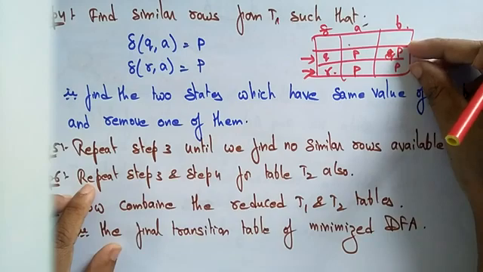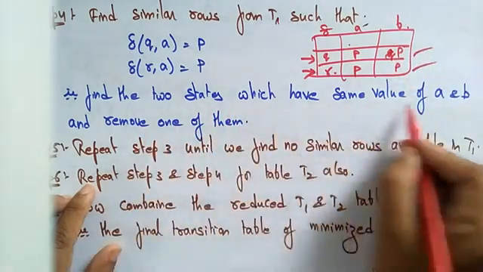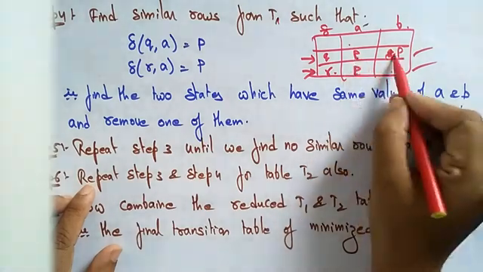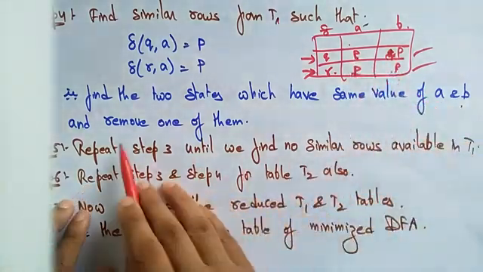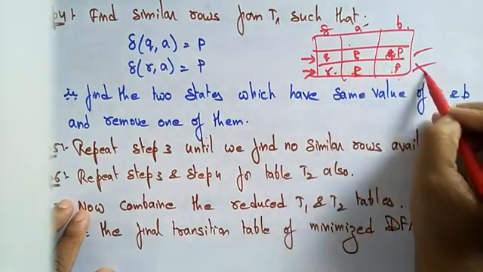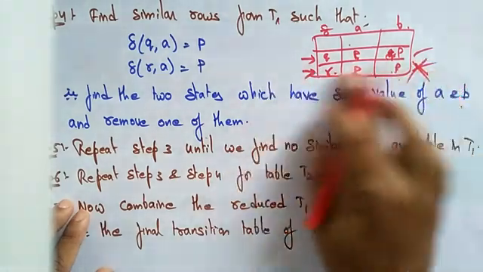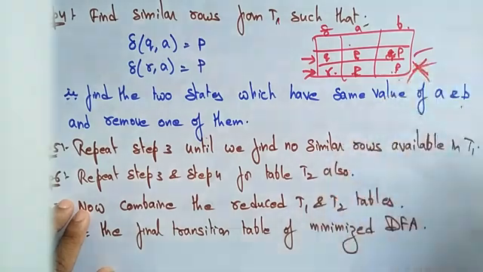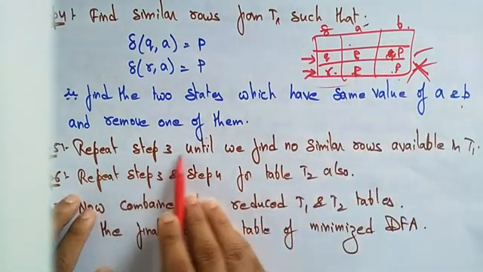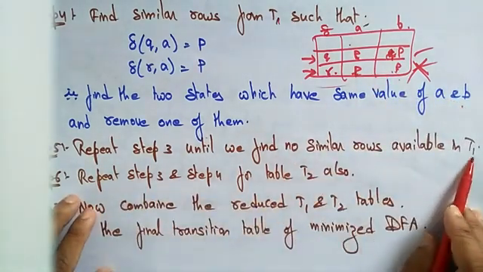In that case, find two states which have similar values for A and B. A and B have the same states P, P, and remove one of them. Here these two are equal, so just remove one state, one row. That means I am minimizing my table. So remove one and replace it. Repeat step 3 until we find no similar rows available in T1.